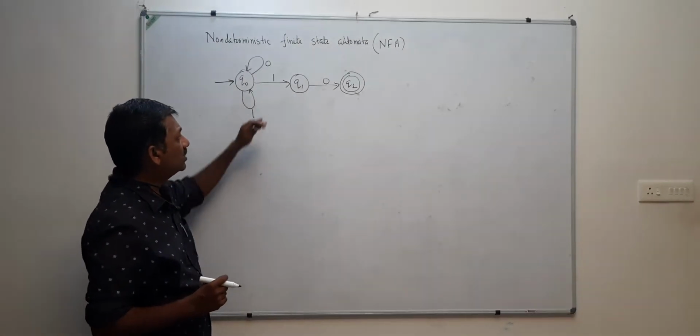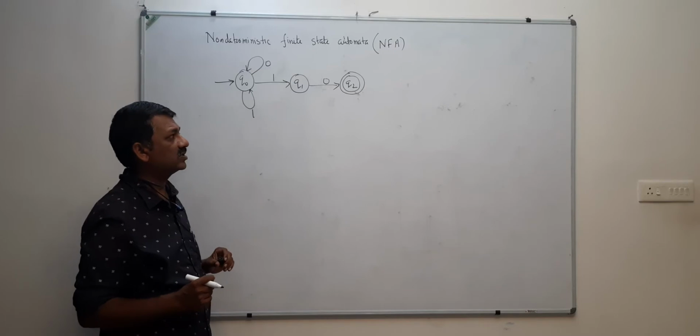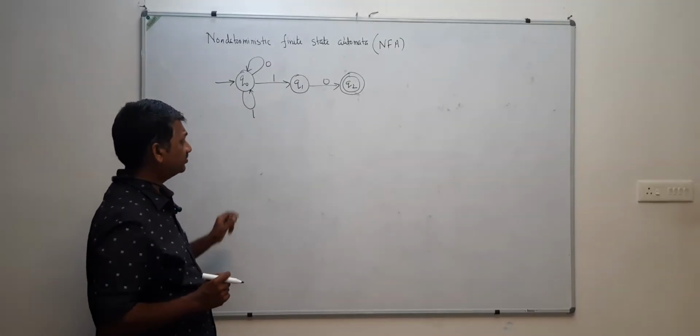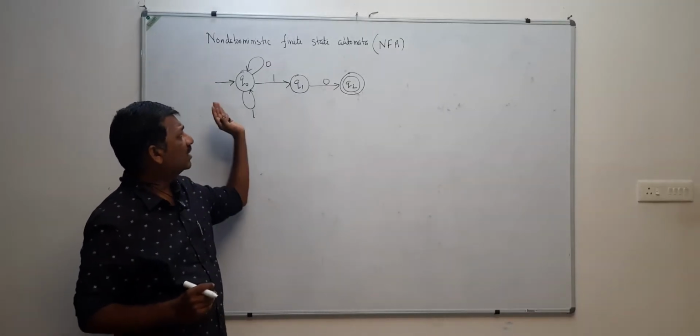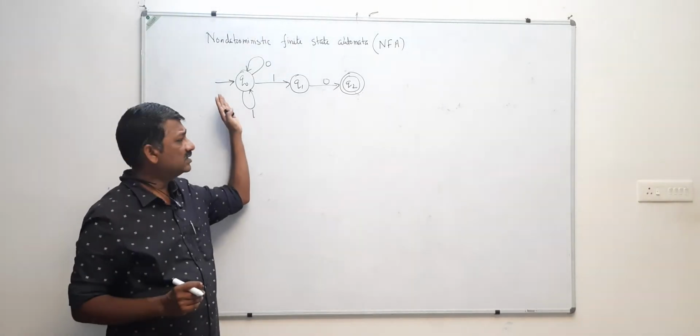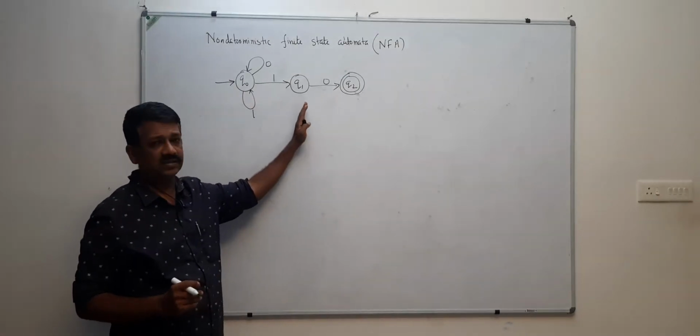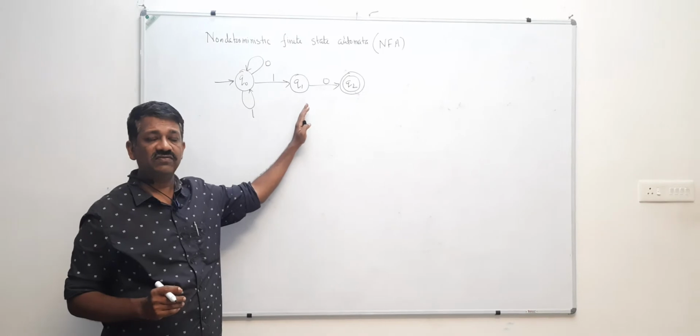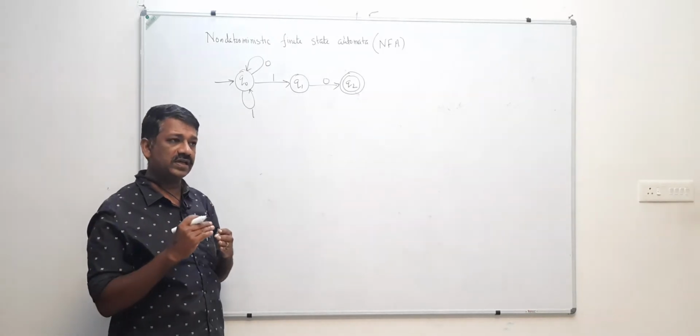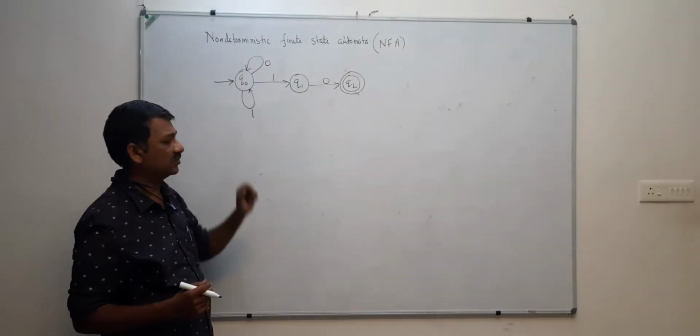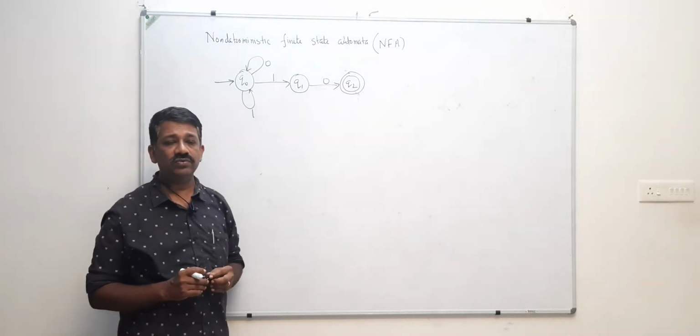See how this is accepting a string. For example, this is a language acceptor and this is accepting all strings which end with 10. All strings ending with 10, this will accept. See how that is done.